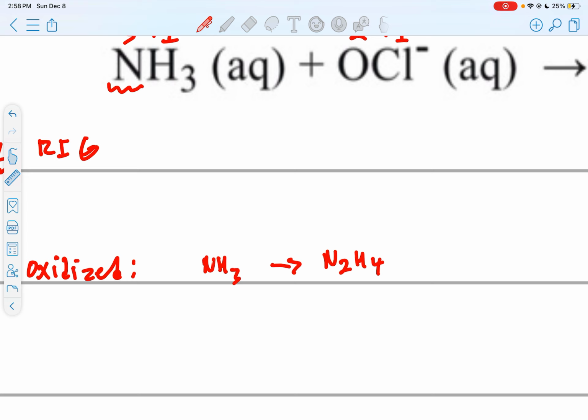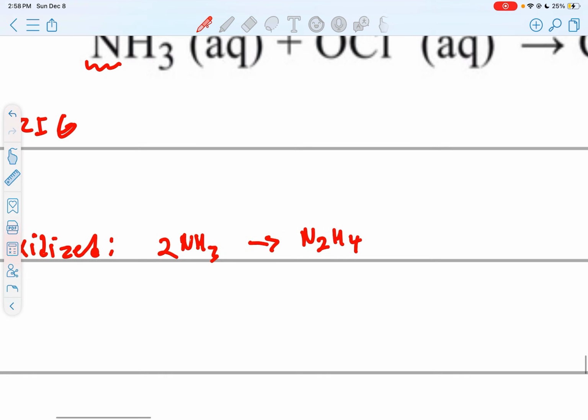First, the only thing we want to do is balance the nitrogens. We have 2 nitrogens on the right and only 1 nitrogen on the reactant side. So we want to multiply this by a coefficient of 2. Now we have 2 nitrogens on the left and 2 nitrogens on the right. The nitrogens are balanced.